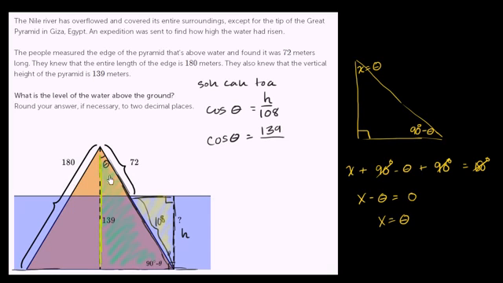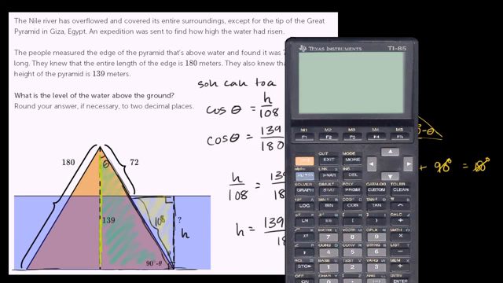We can assume that this pyramid is an isosceles triangle. So 180 on that side, 180 on that side. So the cosine is adjacent, 139, over the hypotenuse, which is 180. And these thetas are the same theta. We just showed that. So now we have cosine of theta is h over 108. Cosine of theta is 139 over 180. Or we could say that h over 108, which is cosine of theta, also is equal to 139 over 180. Both of these things are equal to cosine of theta. Now to solve for h, we just multiply both sides by 108. So h is equal to 139 times 108 over 180.